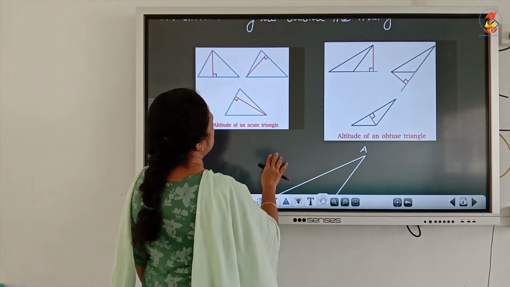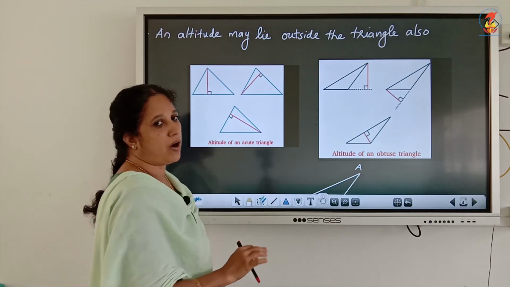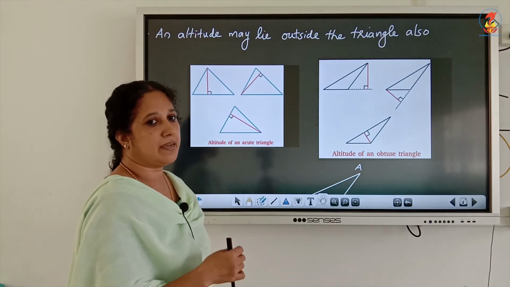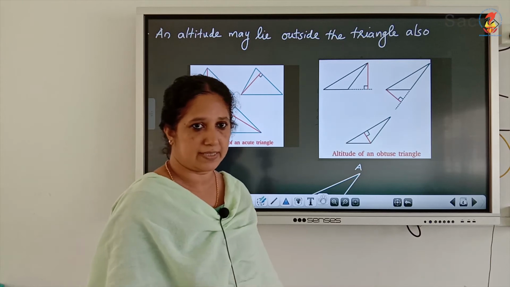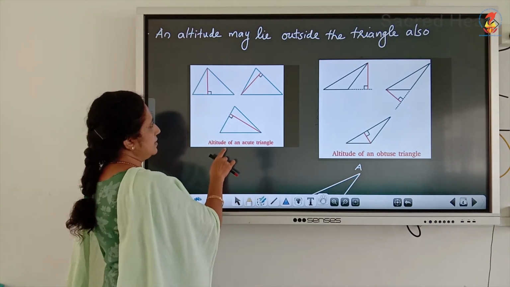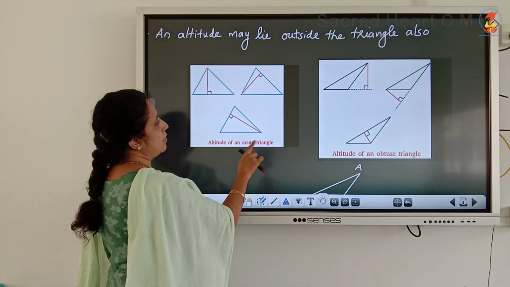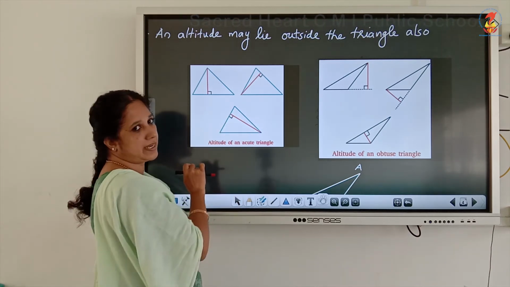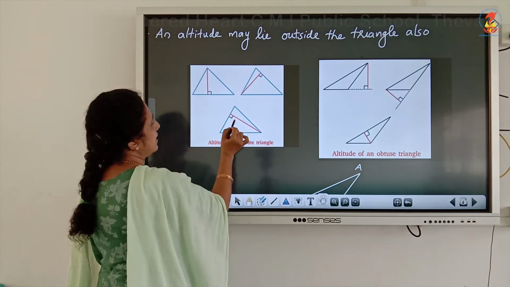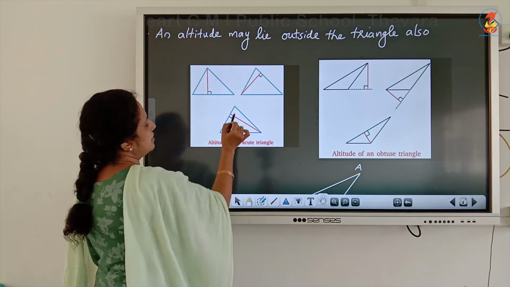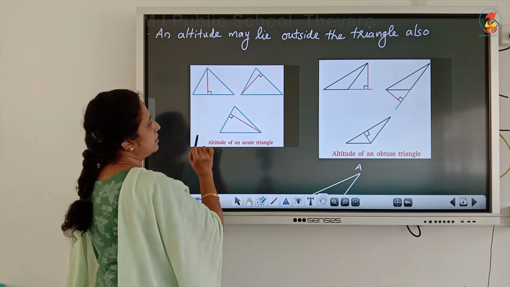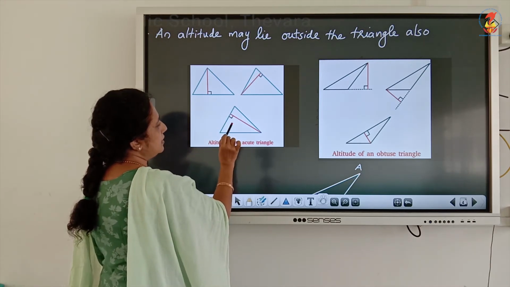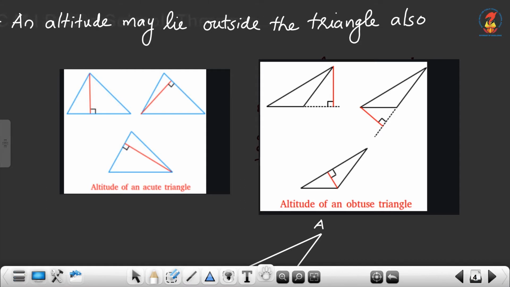Now the altitudes of a triangle may lie outside the triangle. Sometimes the altitude may lie outside the triangle also. Now consider this example. Here are altitudes of acute angle triangles. Here we considered three acute angle triangles. In these three cases, you can see three altitudes. From each vertex we can draw the altitude, and here all three altitudes are in the interior part of the given triangle.